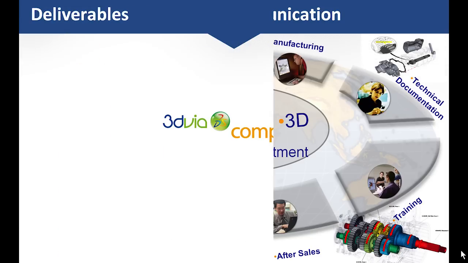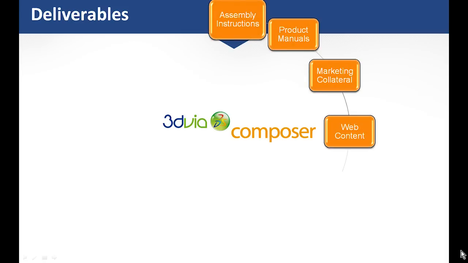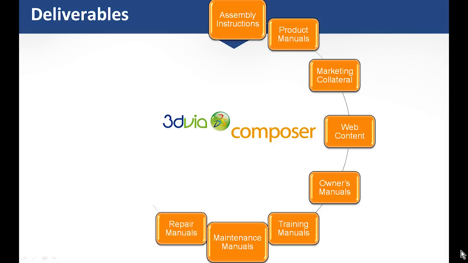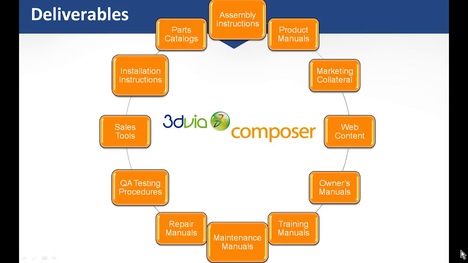Many of the deliverables that come from 3DVIA Composer are in the form of what you're seeing on the screen right now. So anywhere from testing procedures to marketing collateral, product manuals, or assembly instructions, 3DVIA Composer can feed the imagery into the end documentation in order to create this. We even have some very neat push button web content creation, which I'll touch on a little bit later.